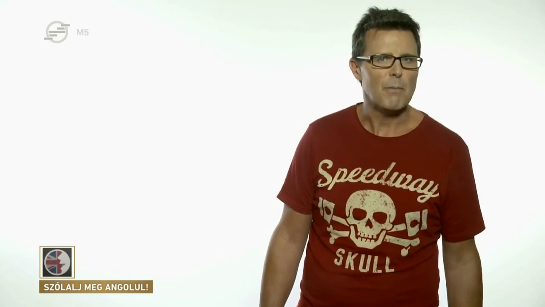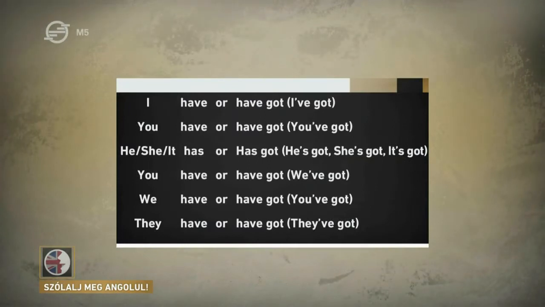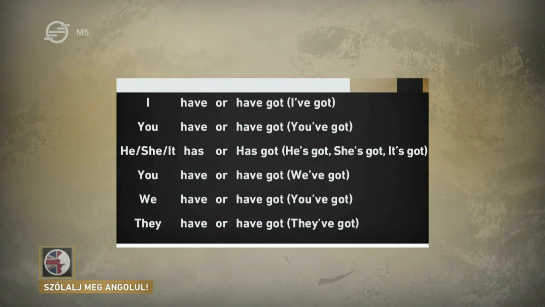Now, also in week 4, we looked at possession again. This time we looked at a new way of saying that something belongs to somebody. Do you remember? We used have and have got. Now, do you remember the difference between have and have got? That's right. Have is more formal, so usually we use have got. Also, we normally shorten them too, like this.